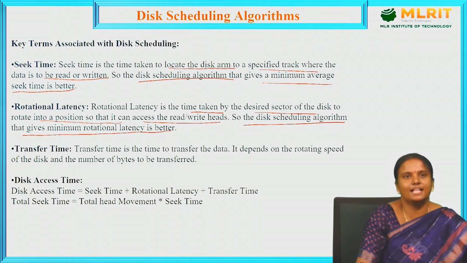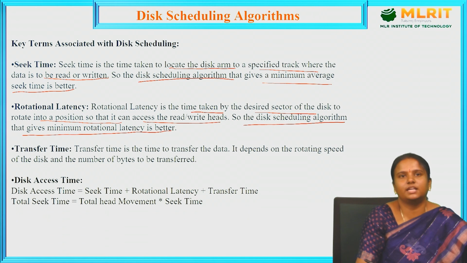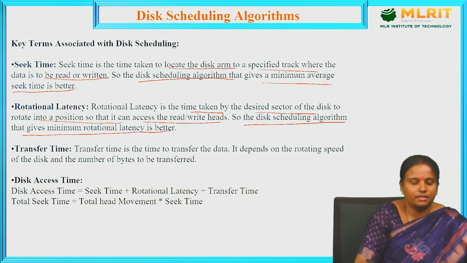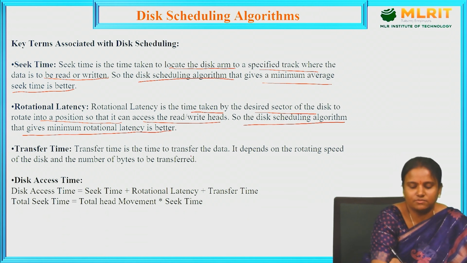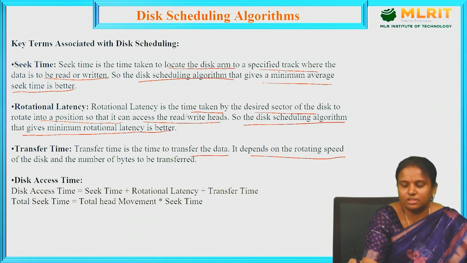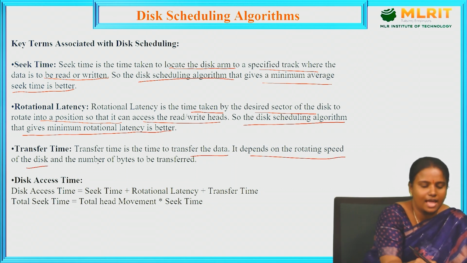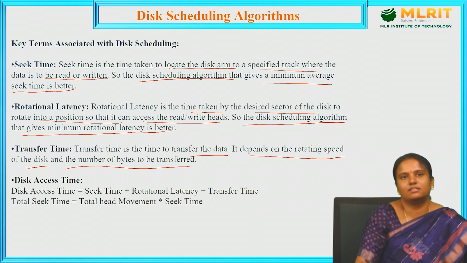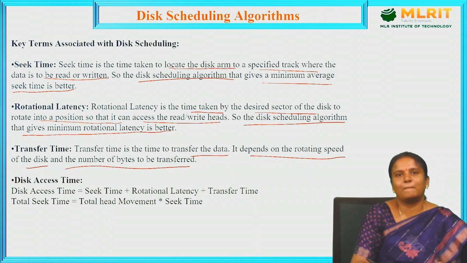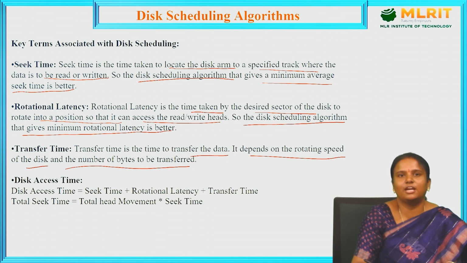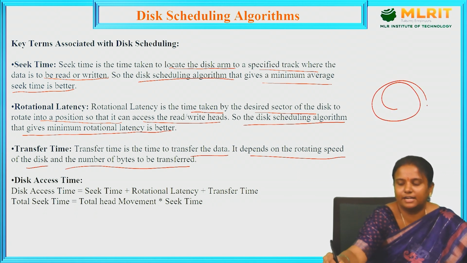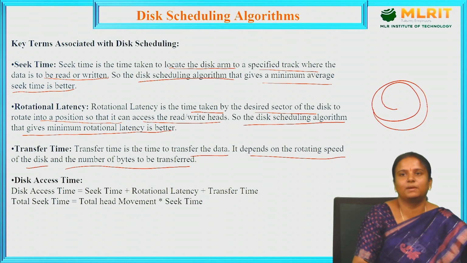Next, transfer time. How are we going to transfer each disk time? Transfer time is the time to transfer the data. It depends on the rotating speed of the disk and the number of bytes to be transferred. So we transfer the data one by one, and it depends on the rotation speed of the disk. Why? Because one rotation of the disk can be traveled with only one speed.